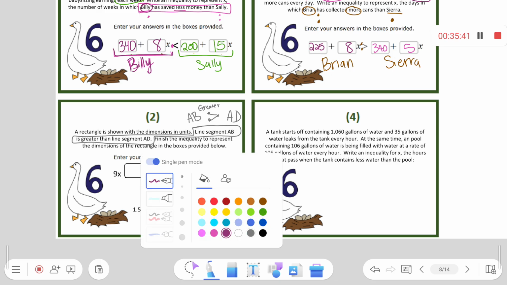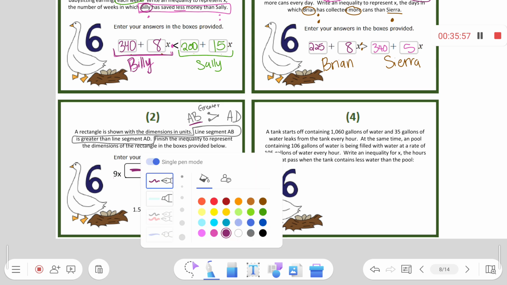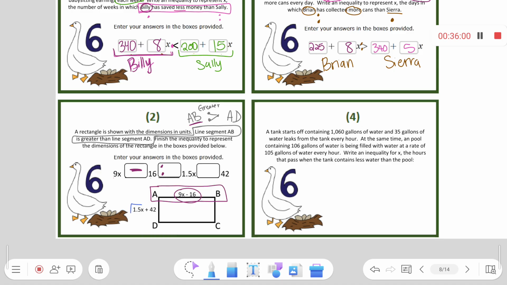Okay. That's great. Looking here, I see 9x minus 16. So between 9x and 16, I have a minus sign. Well, this talks about AB, which should be on the open side of the inequality. The next side has 1.5x plus 42. So a plus goes between 1.5x and 42. And that side is AD, which is on the small side of the inequality. So the symbols should look like this.